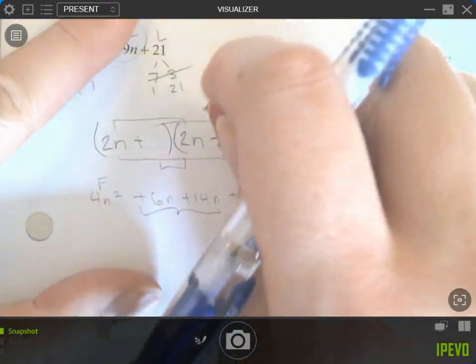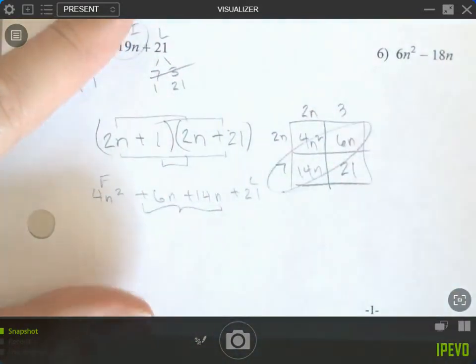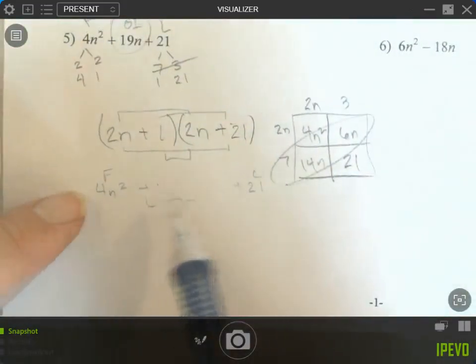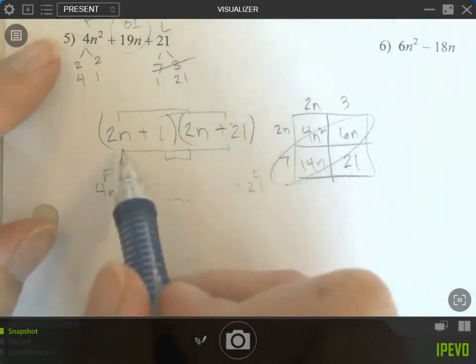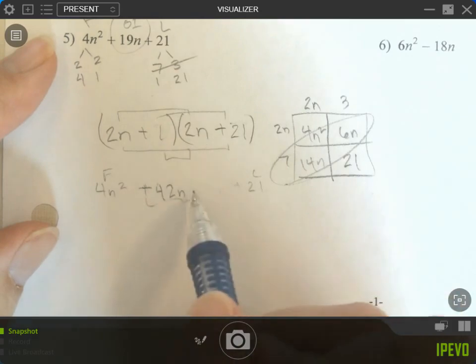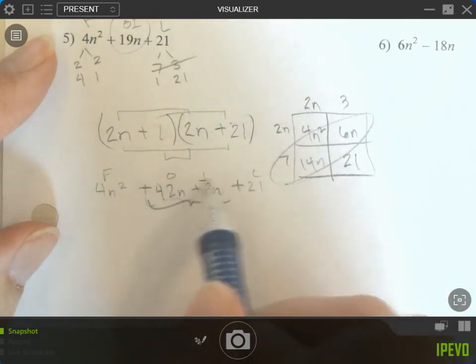But you're telling me that doesn't work, right? Correct. So if I try the 1 and 21, that's changing my middle terms. Do you see that my first is still 4n squared and my last is still 21? But the outside is a positive what? 42n, and the inside is a 2n. So you said that was too big, and I agree with you. My outer and inner don't work.